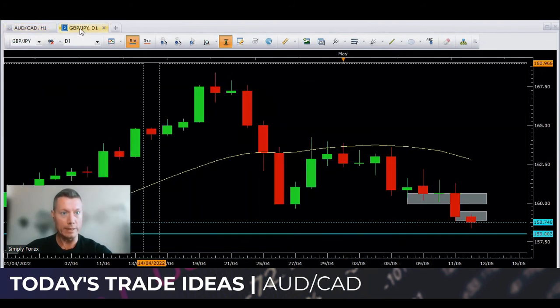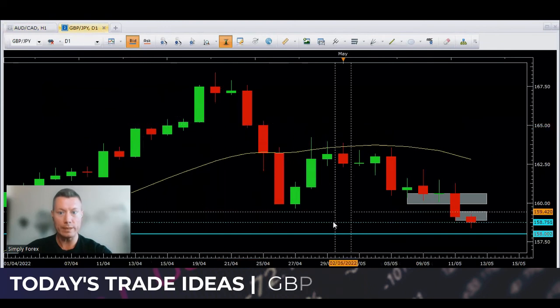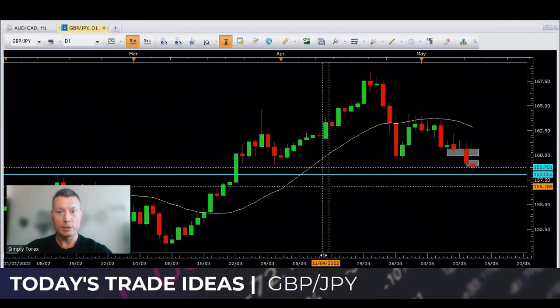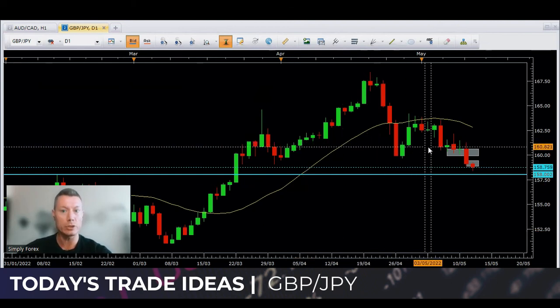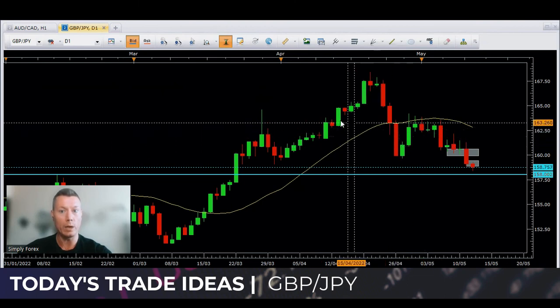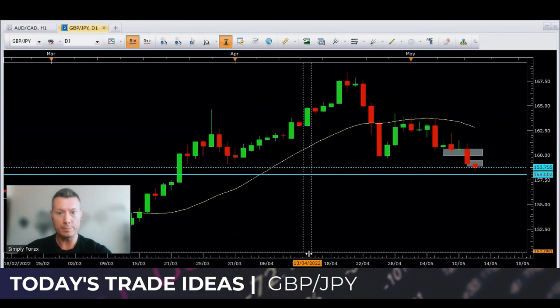Okay, next trade is this. This is the pound against the Japanese yen. To be honest with you guys, there's a few yen pairs that I was looking at, but for different reasons, I didn't take the trade. This one stood out because it has just made a new lower low. So let's look at this market, guys.